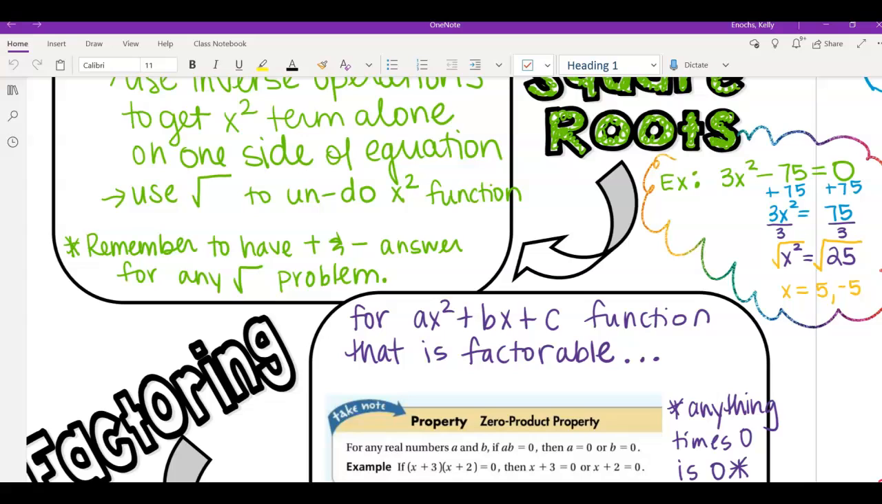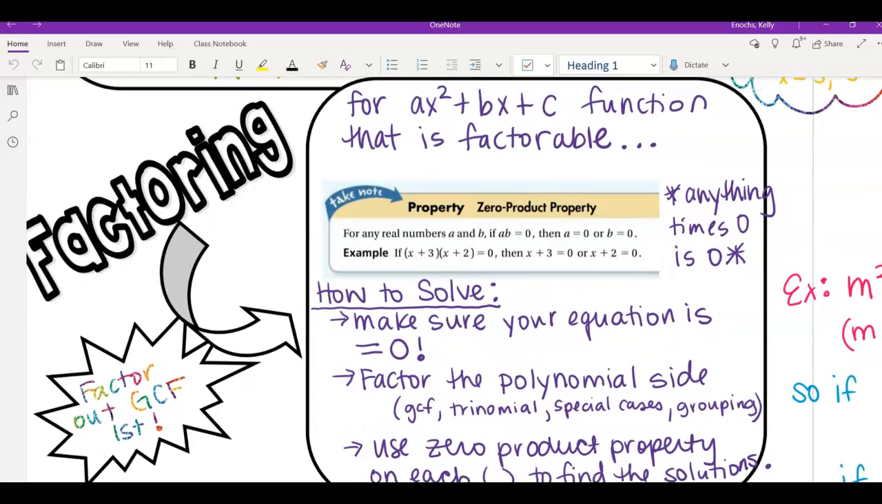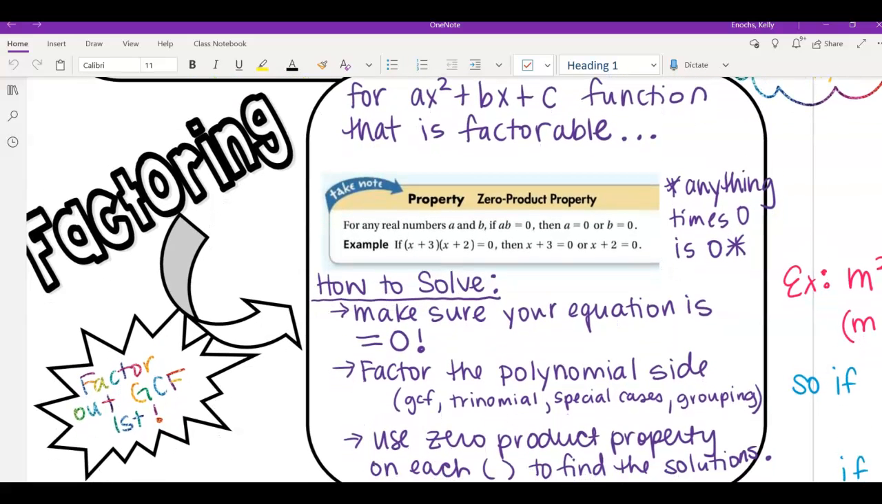The other way we're going to solve today is using factoring, which we already know how to do because we spent all last chapter on factoring. So the new thing here is that when we factor, we're going to have to use this thing called the zero product property. And basically, the zero product property says that if you have any number times another number equal to 0, then either the first number can be 0 or the second number can be 0, and the whole equation will be equal to 0.